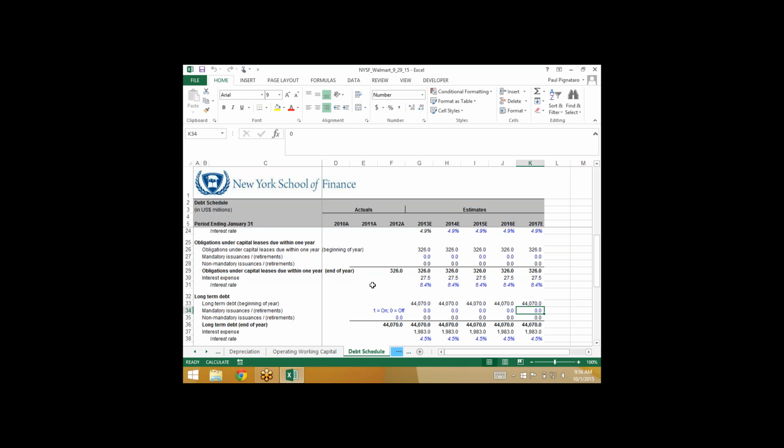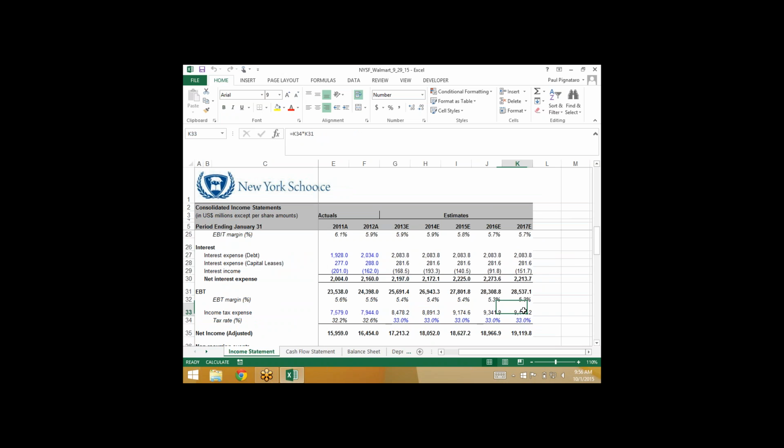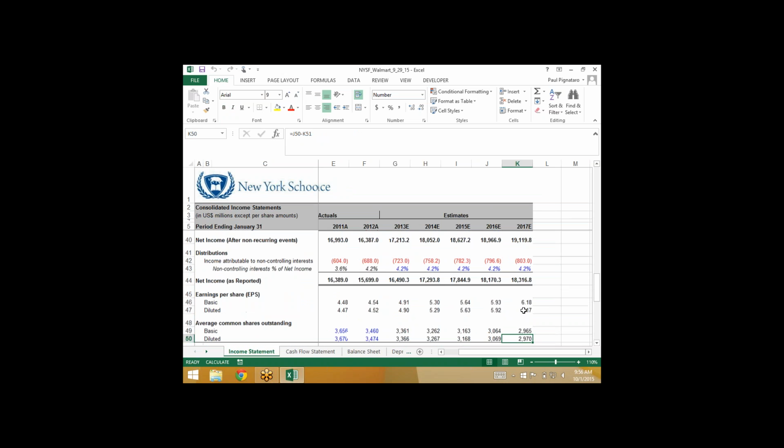I want to know what the impact is to EPS so we can compare it with an equity raise scenario. So what's EPS in 2017? It's $6.18 basic. So $6.18 base case. When we raise debt, we predict it'll go which way?